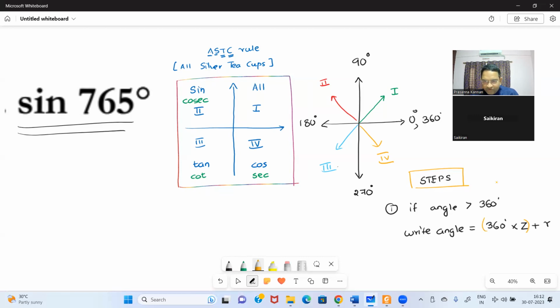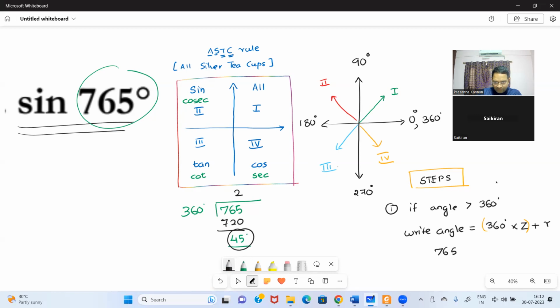How to do it? First, you have to divide that angle by 360. For example, what is this angle, Sai Kiran? 765. Now you have to divide it by 360. 2 times, you will get 720, correct? 360 into 2 is 720, right? If you subtract, you will get 45. What is the remainder? 45, correct?